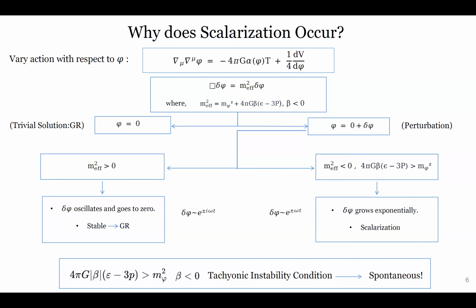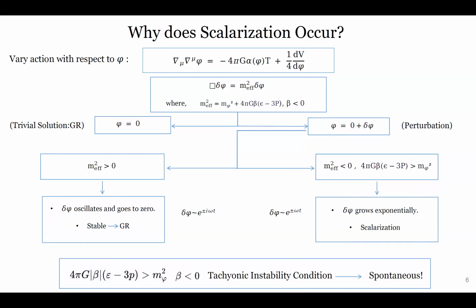So there are two ways to solve it. One is the trivial solution, that is, the general theory of relativity. The next one is where there is a perturbation. So let's say we are applying a perturbation. The first case is where this effective mass parameter is greater than 0, then the solution oscillates and again gives us the same solution as that of general theory of relativity.